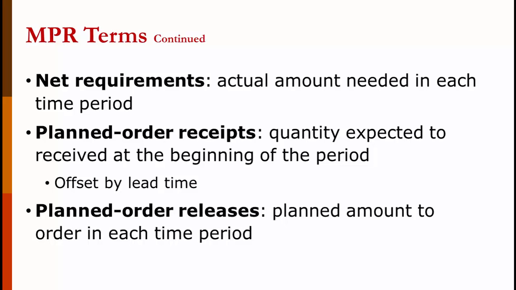These are the planned amounts to order at each time period, whether we're ordering it from ourselves in the production floor if we make it ourselves, or we're ordering it from the vendor if we buy it.